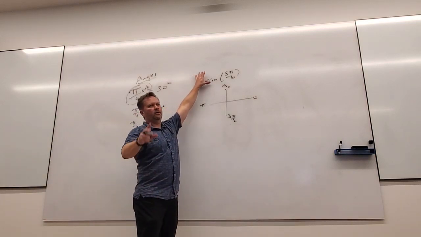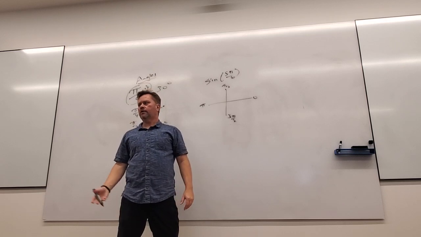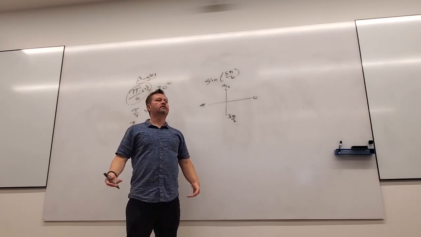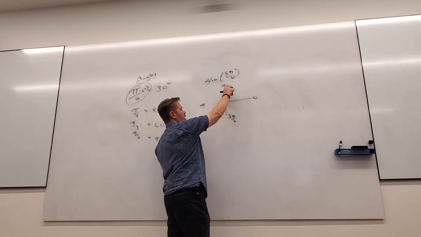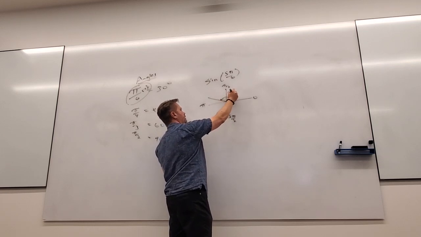Can anyone tell me what quadrant 5 pi over 6 is in? How do you know it's in the second quadrant? It's not a full pi. But it's definitely more than this. So it's in between there, closer to this. That's 5 pi over 6.